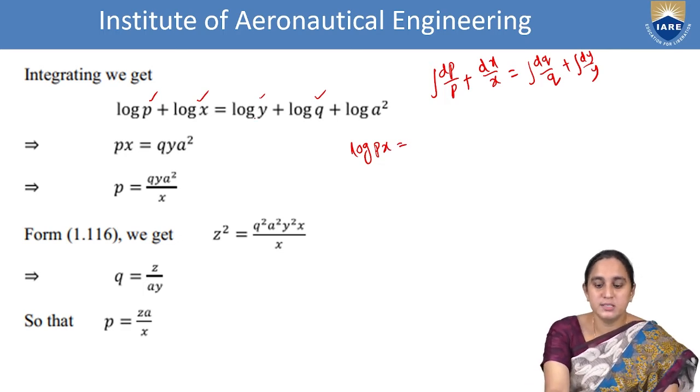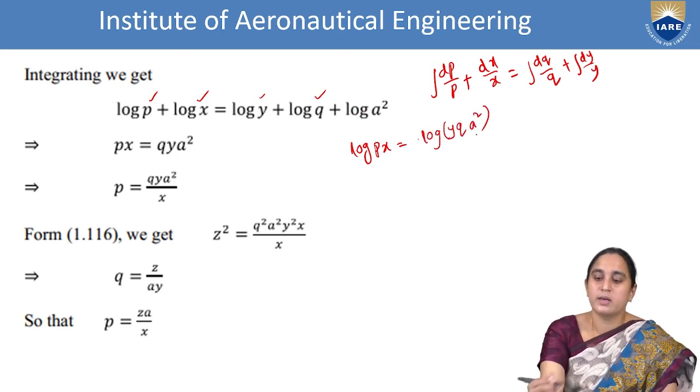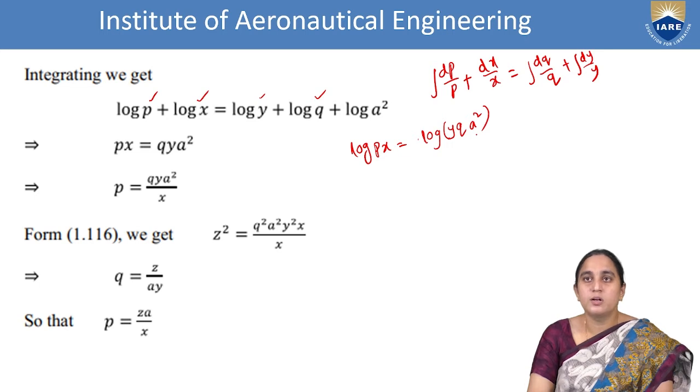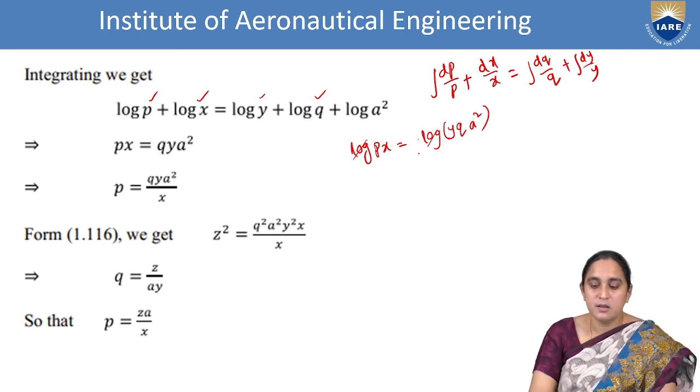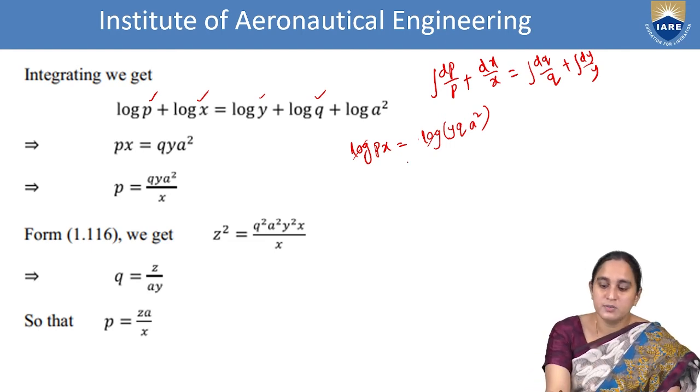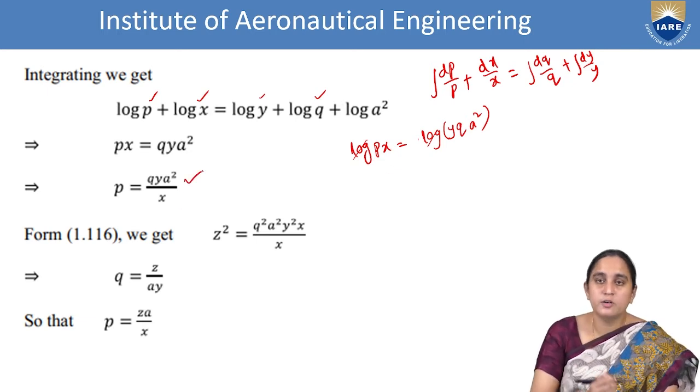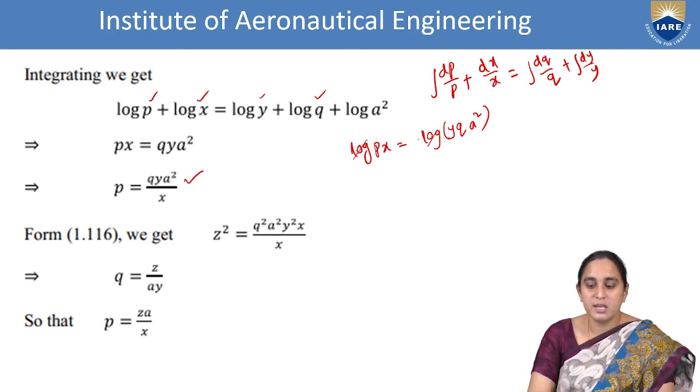Is equal to, this is the log m plus n plus r formula, that is log of y q a square. Okay, log px is equal to log y q a square. Both sides logarithmic cancel. From that, px is equal to qy a square. From that, we got p is equal to qy a square by x.